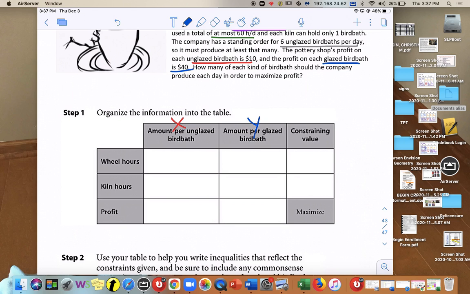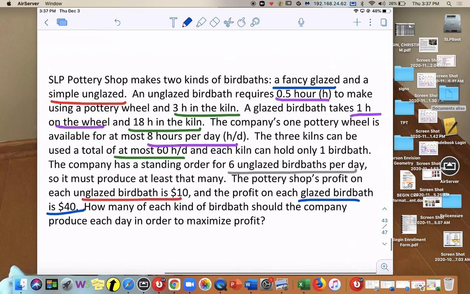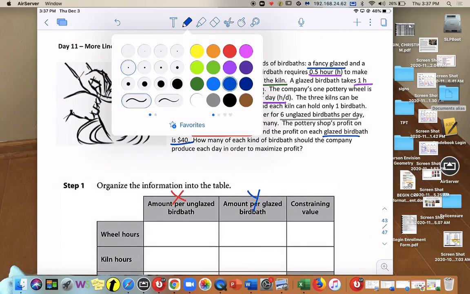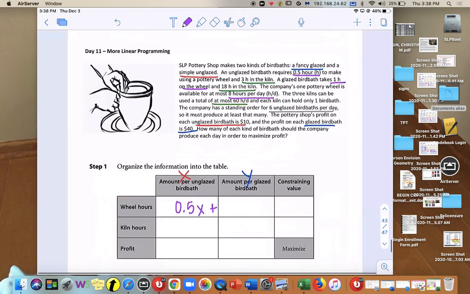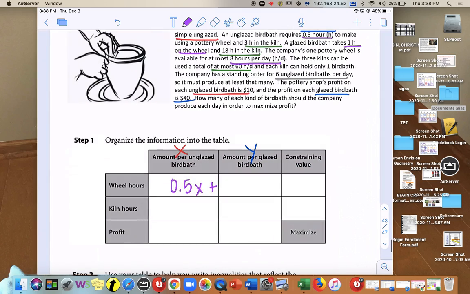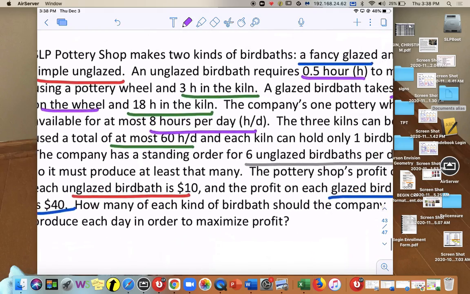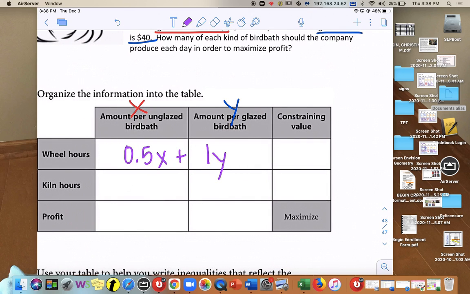So let's plug in what we know about what's holding us back. So first, with wheel hours, let's take a look at the unglazed. The unglazed takes half an hour on the wheel, so I'm going to put 0.5 for every X, and the glazed bird bath takes 1 hour on the wheel, so 1Y, or just Y. And the wheel can be used for a total of 8 hours per day. So whatever we spend on the wheel, it has to be less than or equal to 8 hours a day. We can't spend more than 8 hours a day on the wheel.